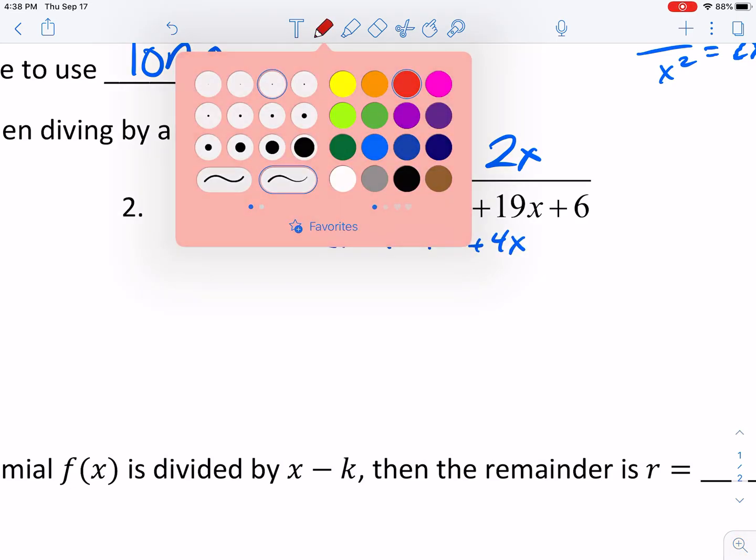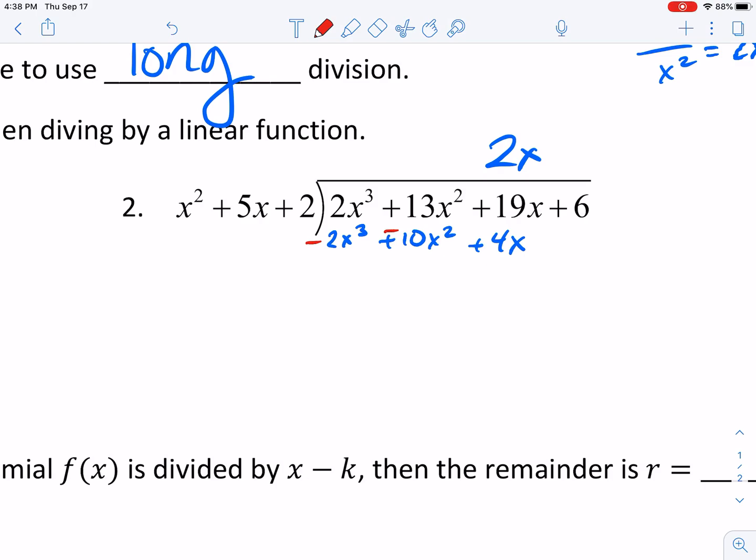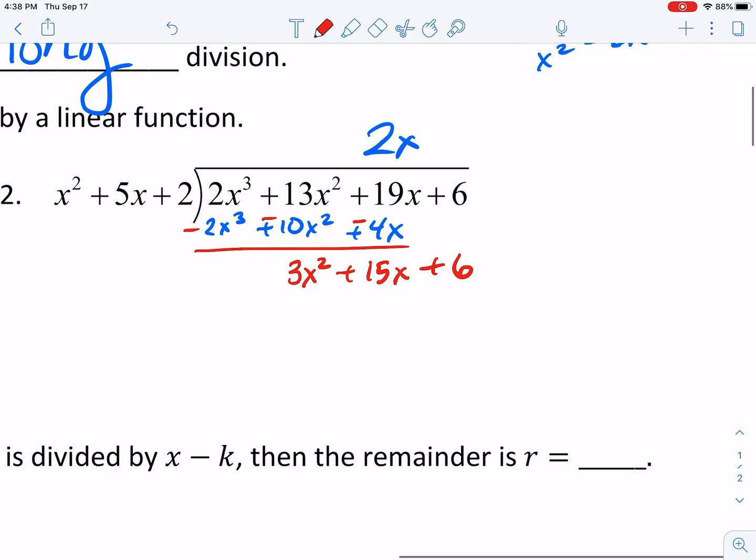And then as you remember with long division, you subtract. Okay, that gives me, the x cubes are gone. I now have 3x squared plus 15x plus 6. And so now I'm going to look at that and say, okay, well, what's 3x squared divided by that original x squared? Well, that's 3.